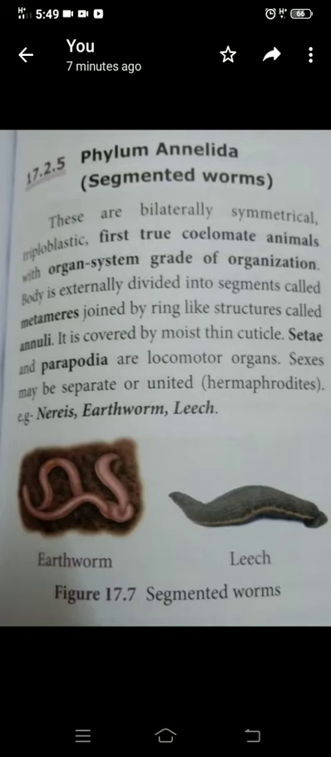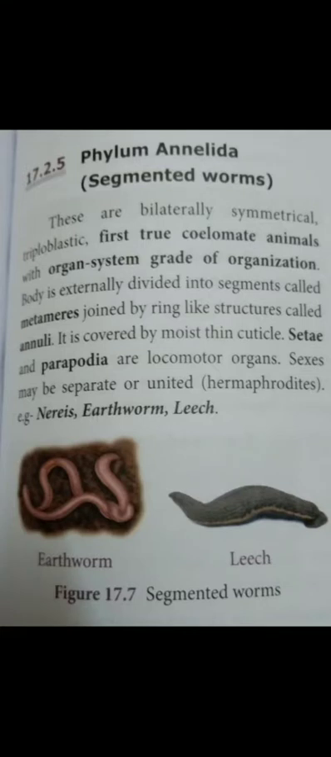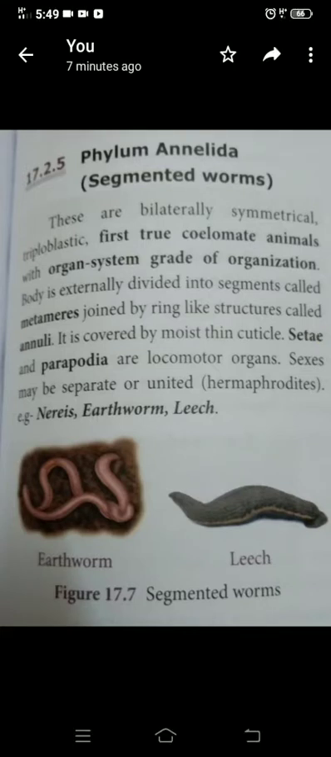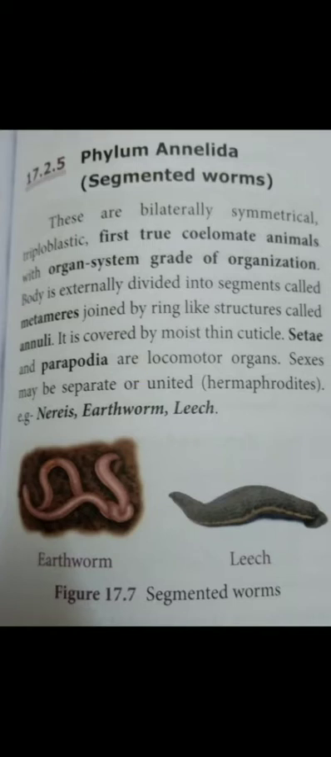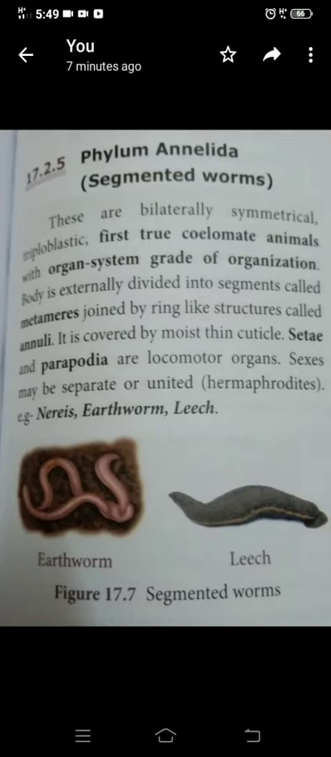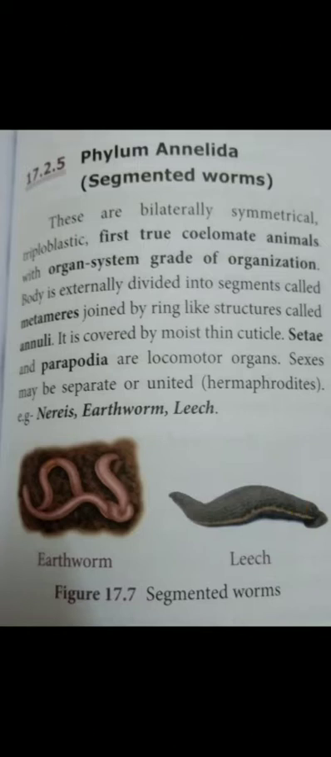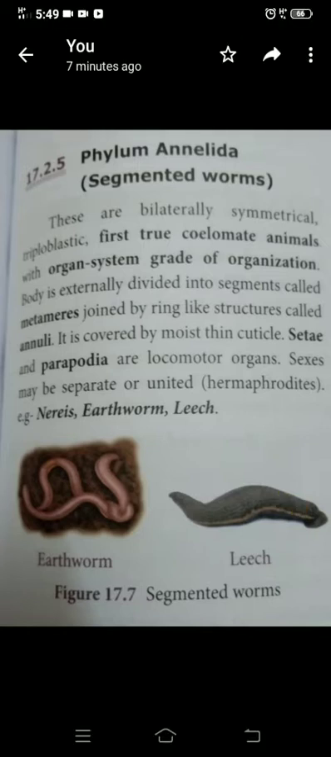Cuticle means a gelatinous-like substance that does not allow water inside. It moves by setae or parapodia. Examples are earthworm and leech. Sexes are separate, male and female are separate, or sometimes it is hermaphrodite. The leech is a hermaphrodite. Earthworm, leech, everything comes under Annelida.